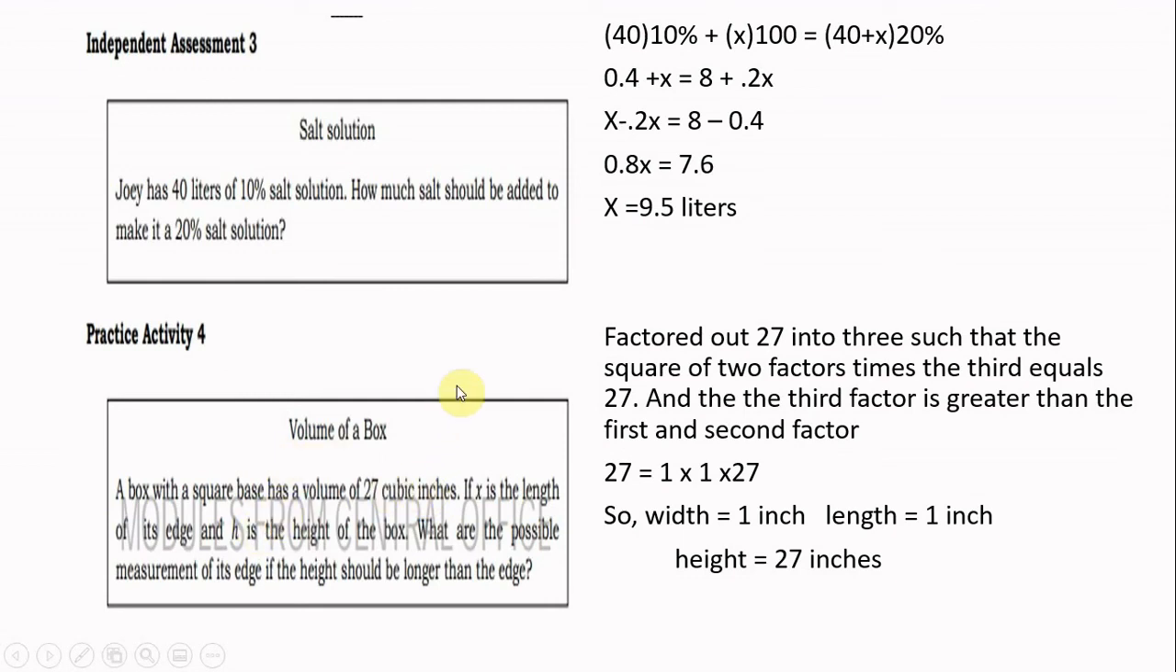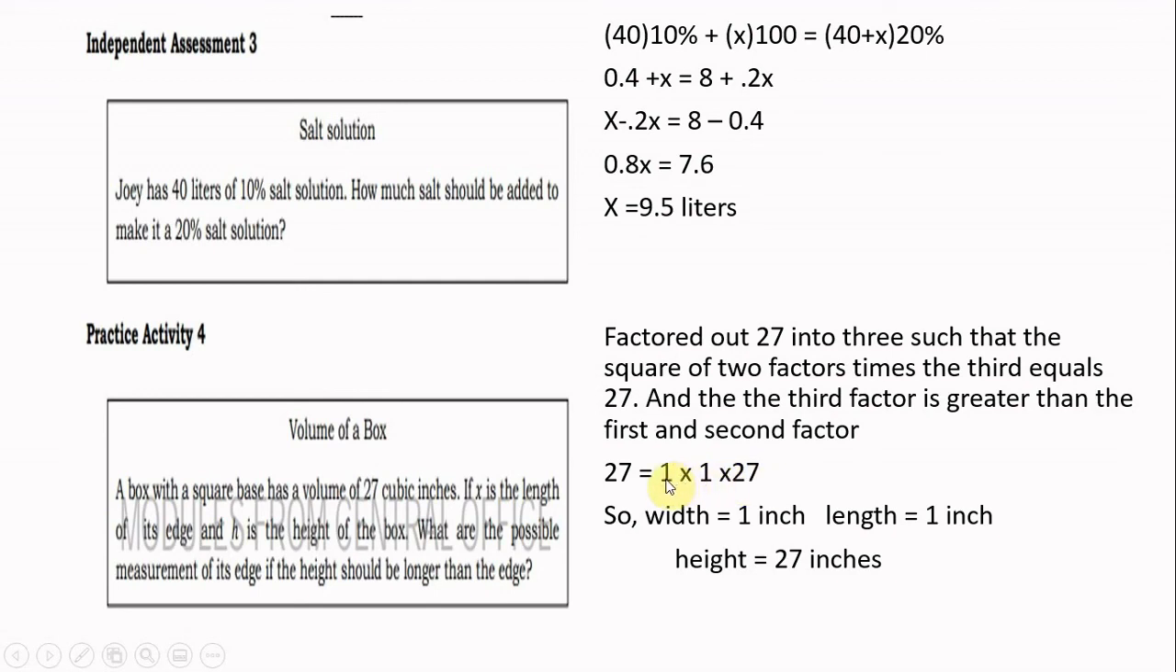A box with a square base has a volume of 27 cubic inches. If x is the length of its edge and h is the height of the box, what are the possible measurements of each edge if the height should be longer than the edge? Now this question is the same as asking to factor 27 into 3 factors such that the square of two factors times the third equals 27, and the third factor is greater than the first and the second factor. If we factor 27 into 3, the only factors which satisfy this problem are 1 times 1 times 27.